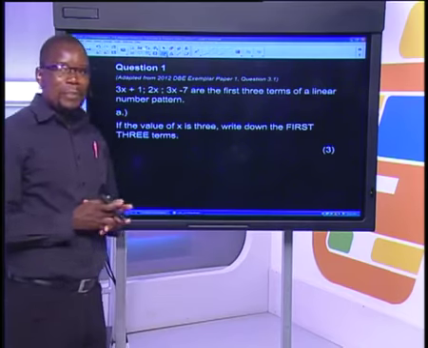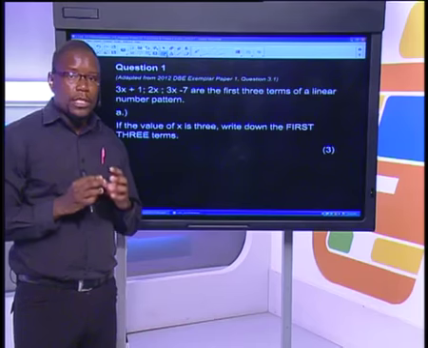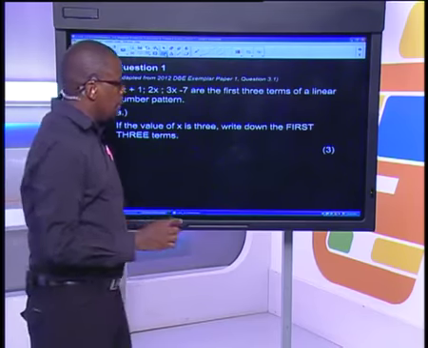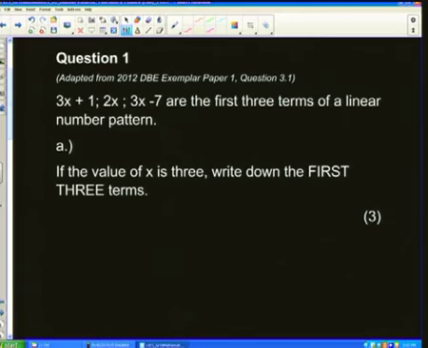Can you please look at number patterns? You've got your question from your exemplar paper. You're given 3x plus 1, 2x, 3x minus 7. Those are the first 3 terms of the sequence of a linear pattern. And remember, a linear pattern has the same first difference throughout. For instance, if you have 3, 7, 11, 15, the difference here is 4 throughout, so this is a linear pattern.